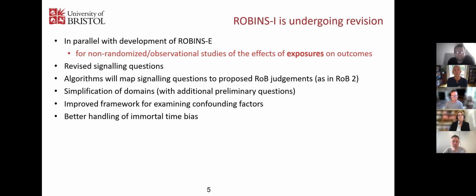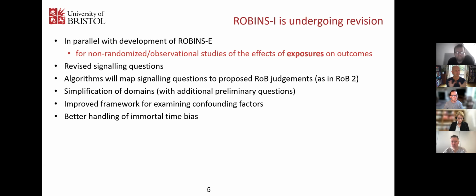Some of the changes that we're making are revising signaling questions to make sure that they really address specific issues as simply as possible and are comprehensive. We'll be introducing algorithms, as many of us are used to for RoB 2, as a way to map the answers to those signaling questions onto proposed risk of bias judgments. We think that we've made some simplifications to some of the domains.